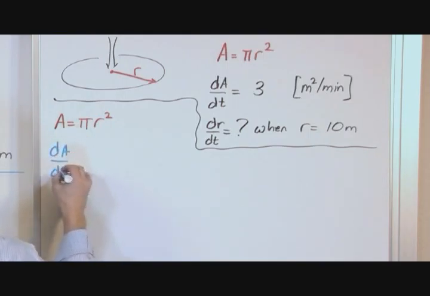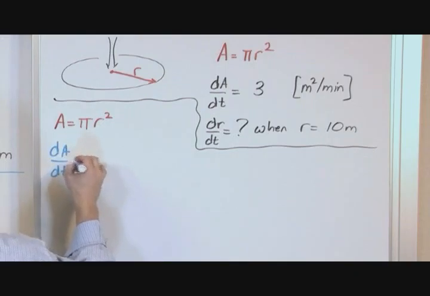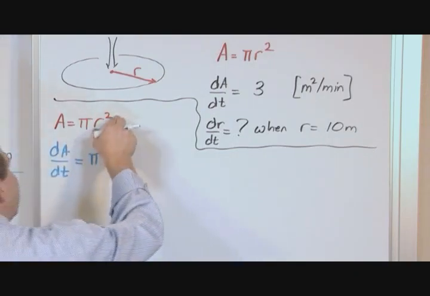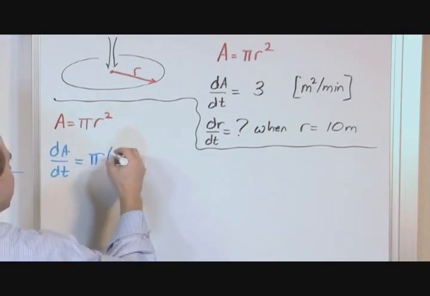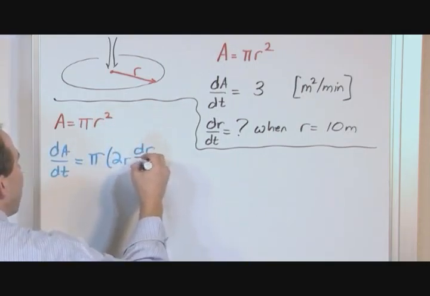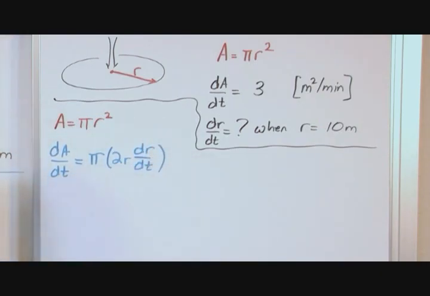I don't know what it is. So I'm just going to write dA/dt is equal to... This is just a number, pi, so I'll leave it out in front. When I get to this radius, I take the derivative of it normally. So it'll be 2r, but then I have to tag it with dr/dt because I don't know how the radius changes with respect to time.